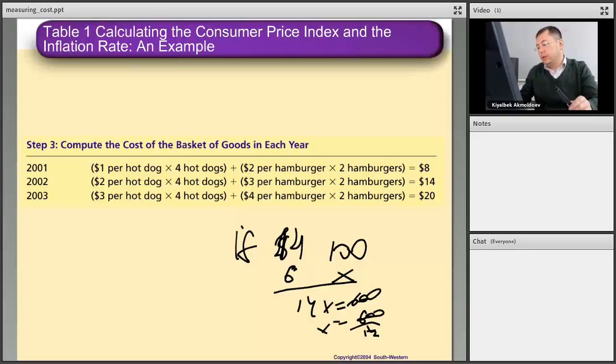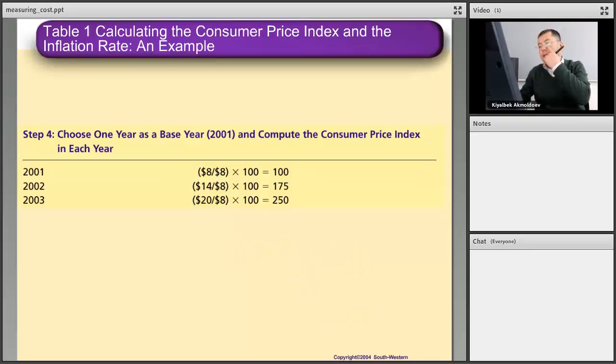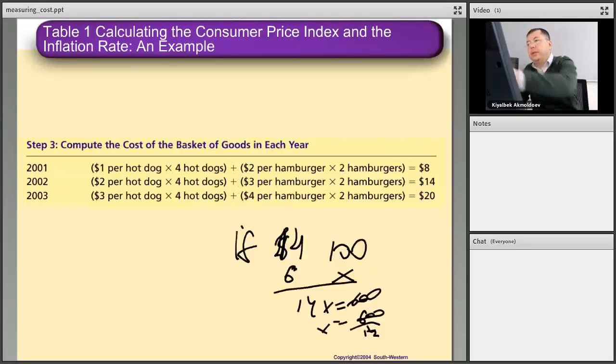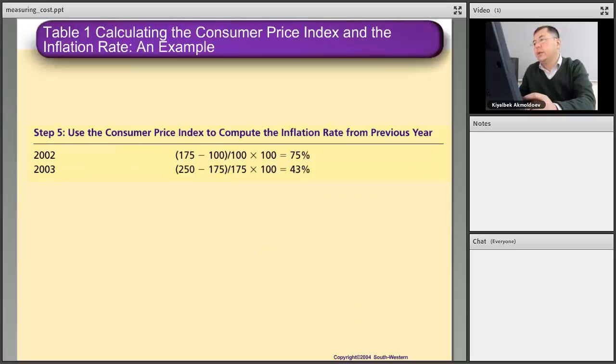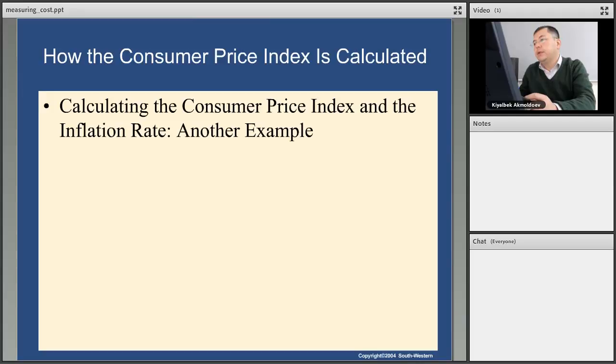So from the first year to the second year, yes, we see it is 43%, but from the second to the third, it is 43. Yes, first 75%, then 43%.